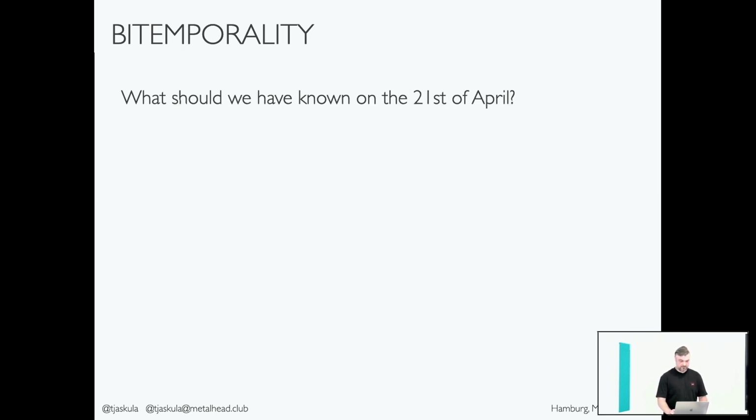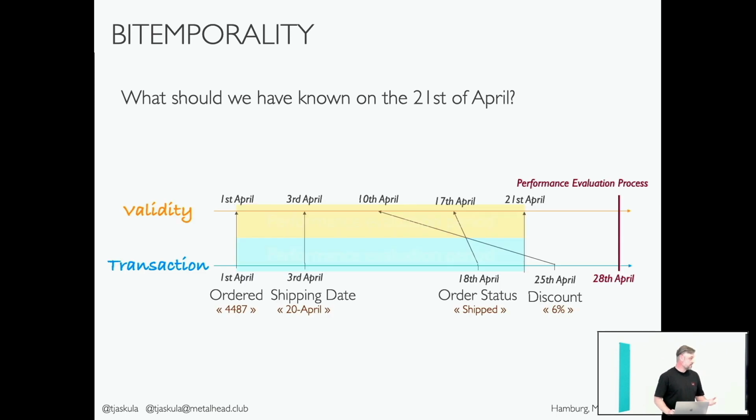But if we take into account the validity time axis, we can answer the question, what should we have known on the 21st of April? So even if we run our performance evaluation process on the 28th of April and we say you have to look at what we should have known on the 21st, it will say, okay, there was a discount of 6% that we should take into account in the calculation of our process.